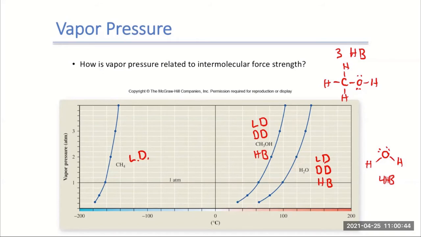So you can see vapor pressure is related to the number of hydrogen bonds or the strength of the intermolecular forces. The stronger the intermolecular force, the more difficult it is to go from a liquid to a gas, the more energy it's going to take for that compound to convert from a liquid to a gas. So that's why those have much higher vapor pressures.